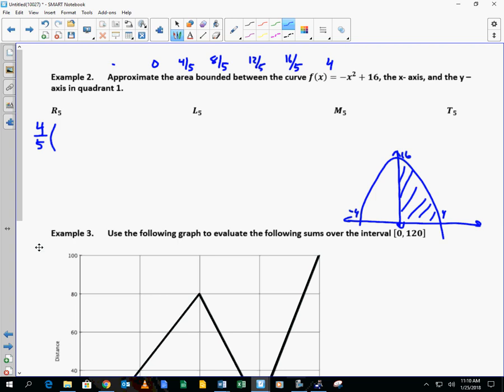So I'm going to do f of, if I do the right-hand sum, what do I plug in first? 4/5, and then 8/5, 12/5, 16/5, and 4.